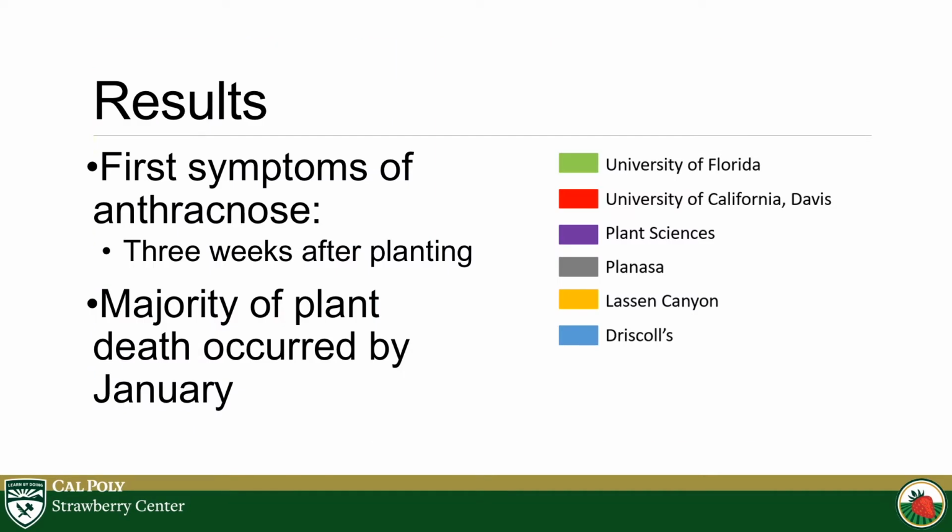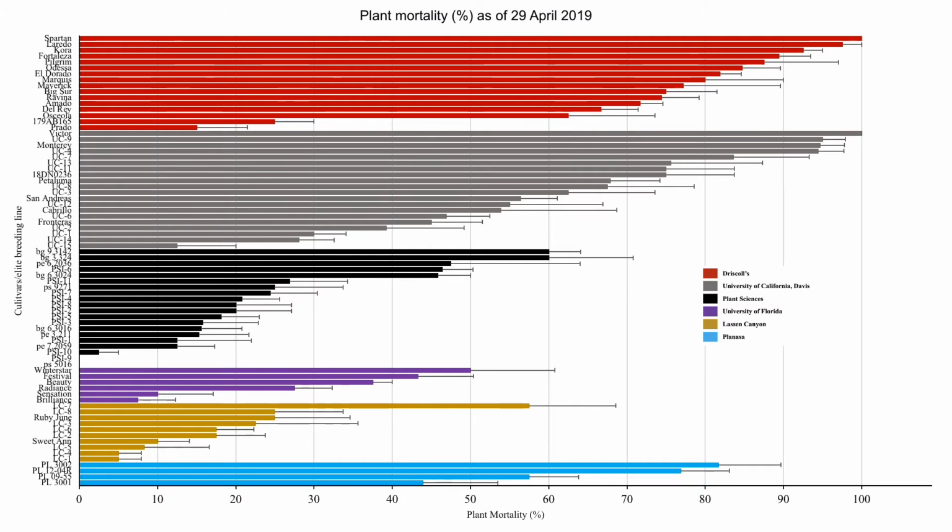Now our results, we had first symptoms of anthracnose 3 weeks right after planting, and that's when we started taking plant mortality assessments. Now, the majority of the plant death occurred by January in both of the experiments. The breeding programs that were involved in this experiment were University of Florida, University of California, Davis, Plant Sciences, Planasa, Lassen Canyon, and Driscoll's.